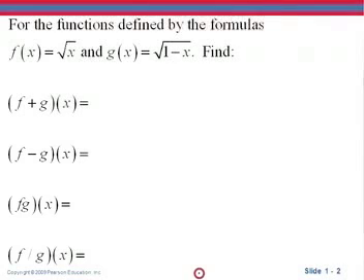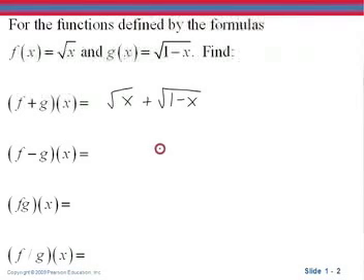If we're asked to find f plus g of x, f plus g of x is given by f of x plus g of x. Since these two are not like terms, they cannot be combined together. For f minus g of x, that is just f of x minus g of x.